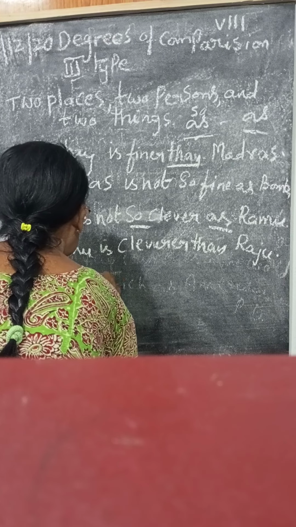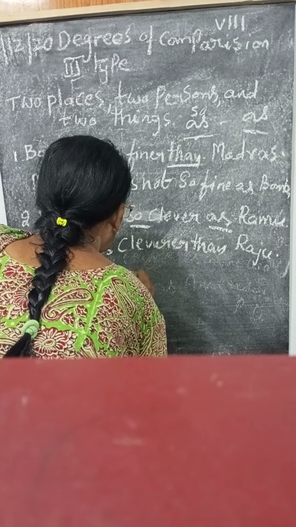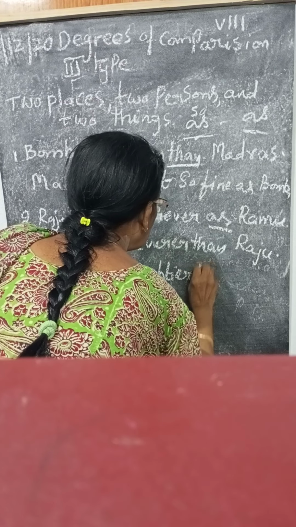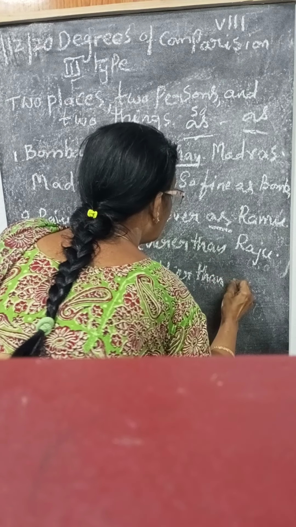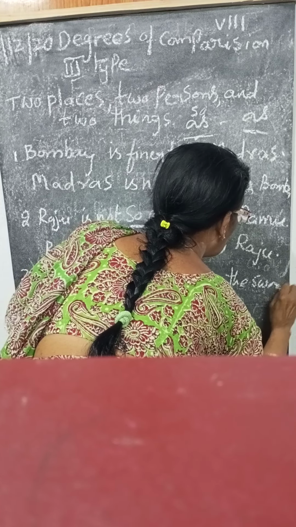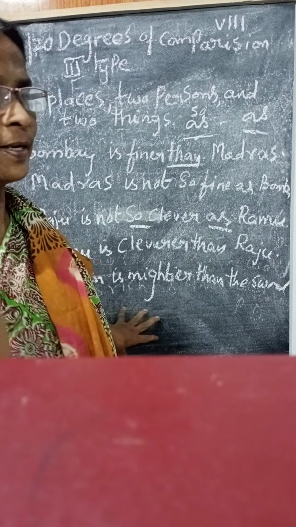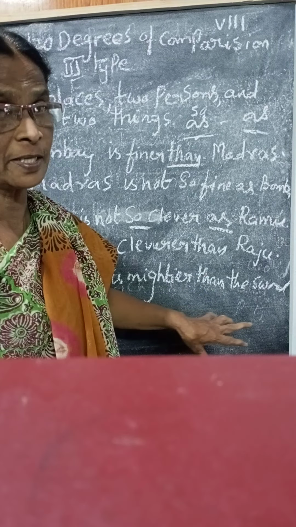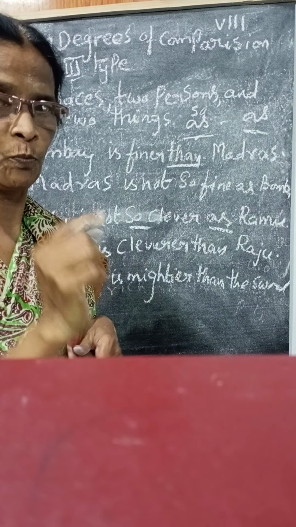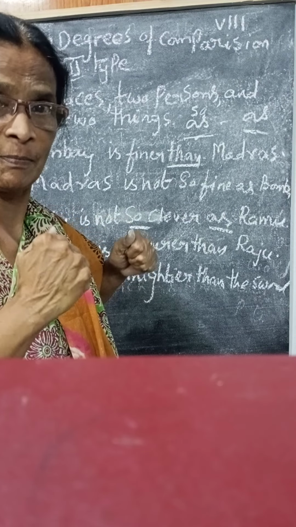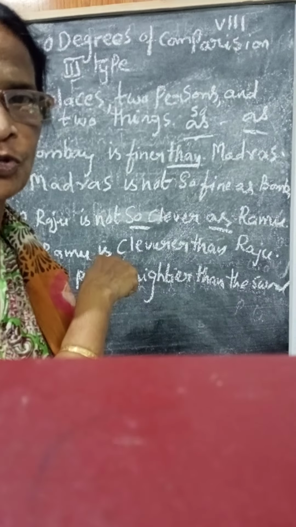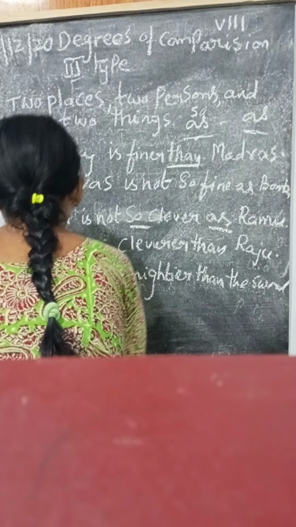The pen is mightier than the sword. That means here, what is mighty here? Only the pen is mighty, but not the sword. Strength. Mighty means strong one. So here we have to change into the positive degree with the negative one.